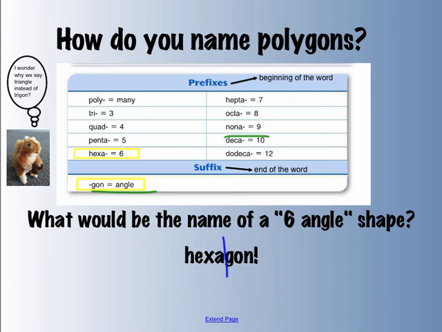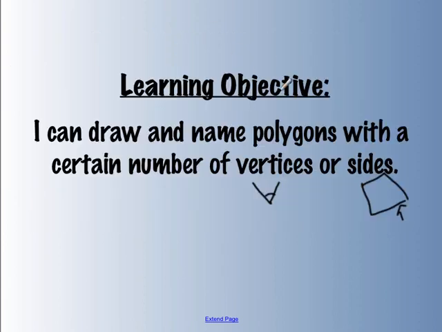So let's go back to what we wanted to accomplish in this video. Your objective was to be able to draw and name a polygon with a certain number of vertices or angles and sides.